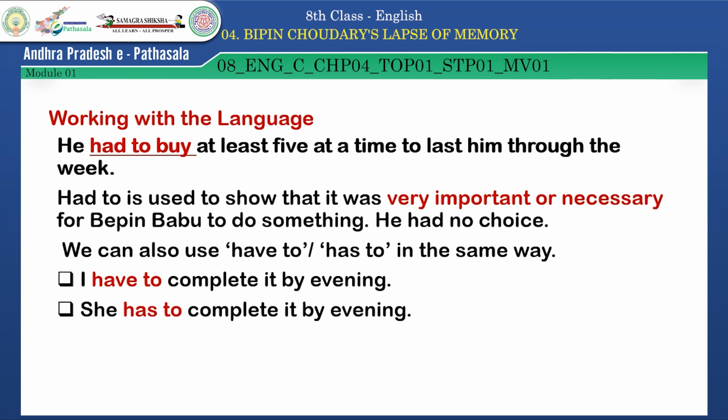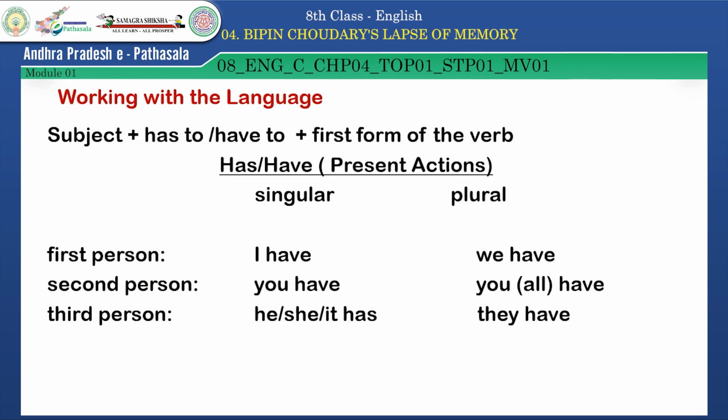I have to complete it by evening. She has to complete it by evening. So here, has and have are used in the present action. So first person, I have, we have. Second person, singular, you have. Plural, you all have. Third person, singular, he, she, it has. Third person, plural, they have.